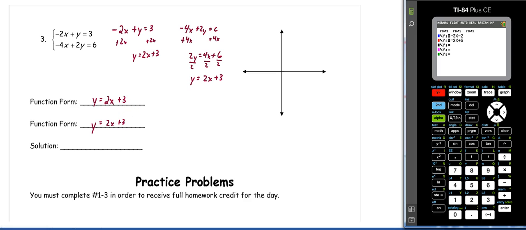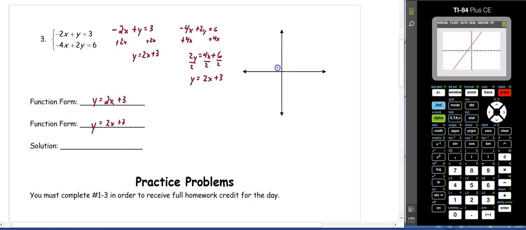When I go to put this in my calculator, 2x plus 3 and 2x plus 3. When I graph, notice that I have the lines overlapping each other because I have the blue line and the red line on top of it. So I just need to draw a picture of this. Remember, when I have overlapping lines, that's also a special case, so this would be infinitely many solutions.